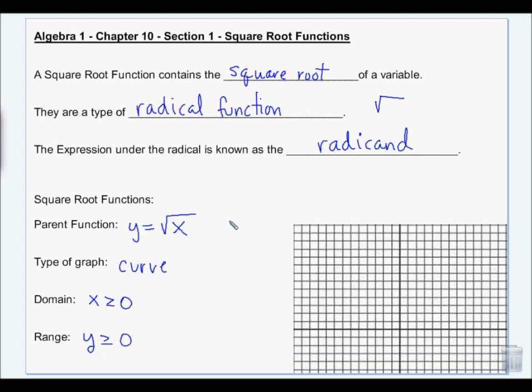This is the base. And what we get is the square root of 0 is 0. The square root of 1 is 1. I'm not going to bother with the square root of 2 or the square root of 3. The square root of 4 is 2. 5, 6, 7, and 8, I'm not going to bother with. The square root of 9 is 3. So I'm only doing the perfect squares. And you get a curve.